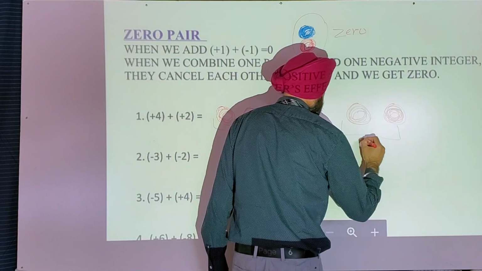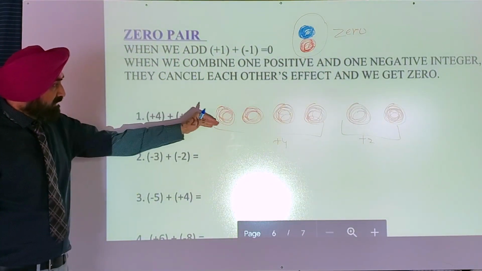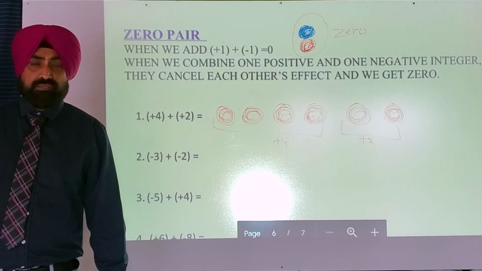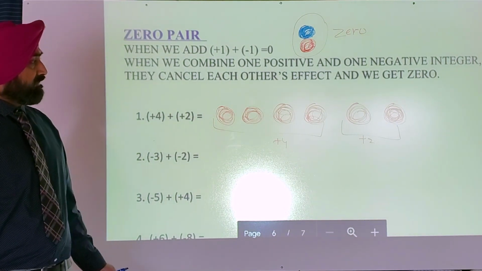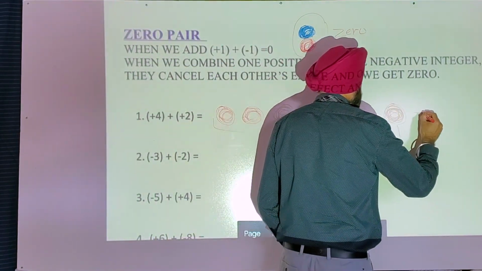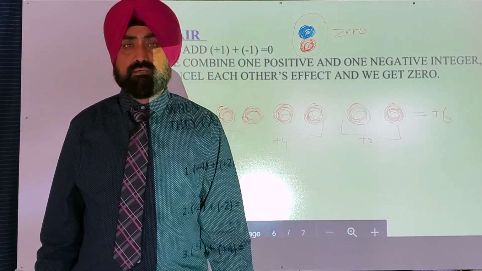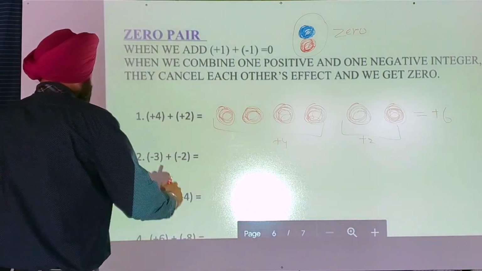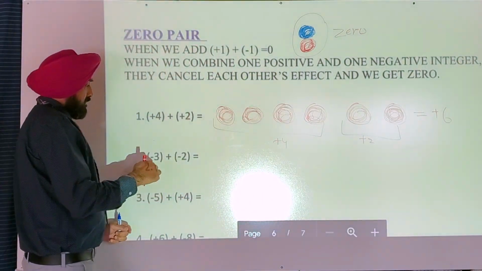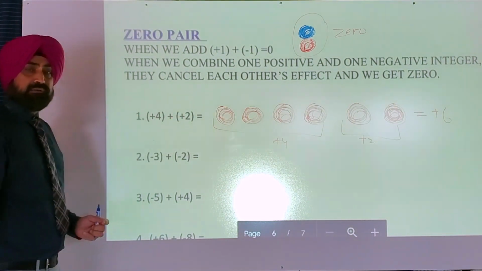So this is positive 2. After putting this statement in terms of chips, now count how many chips there are. So 1, 2, 3, 4, 5, 6. So they're positive 6. All are red chips. A red chip represents a positive integer. And if we see the rules of integers, positive 4 plus positive 2 is positive 6.